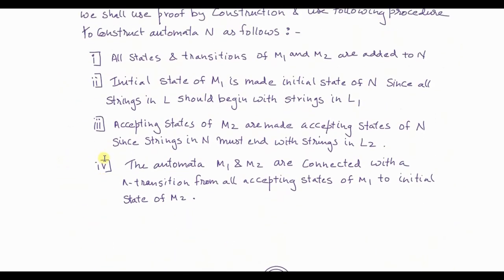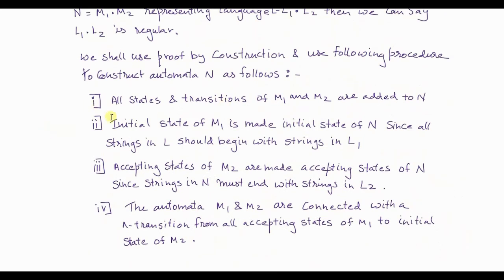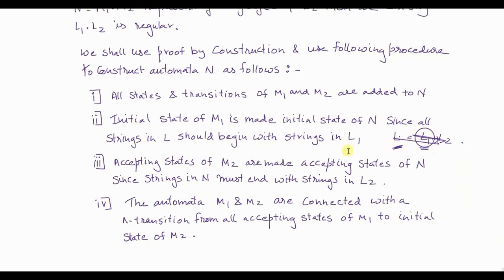Okay. Second step, the initial state of M1 is made the initial state of N. So why do we do that? The initial state of M1 is made the initial state of N, since all the strings in L should begin with strings in L1. Because when I say L is the resultant language of L1 dot L2, it simply means that all the strings in L should begin with L1 only, and then the output of this L1 is given to L2. Okay, fine. So the initial state of M1 is made the initial state of N.